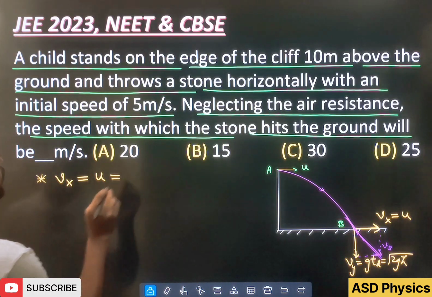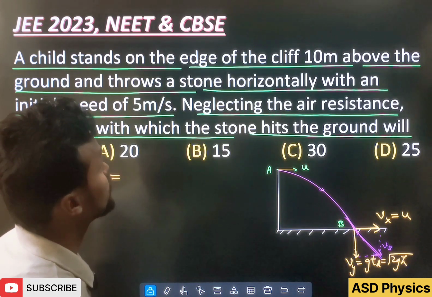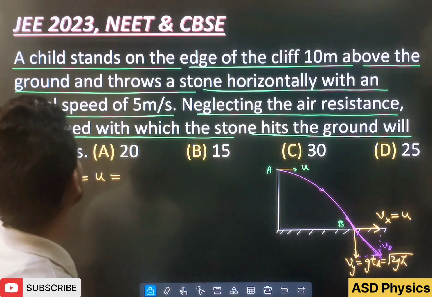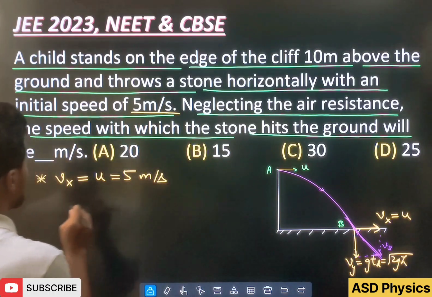Vx is equal to u, and with what velocity we are throwing, you can see it is given here: 5 meter per second.